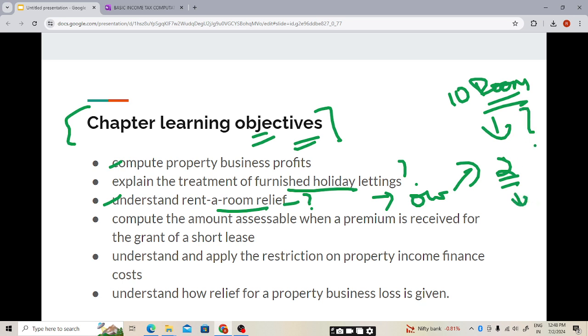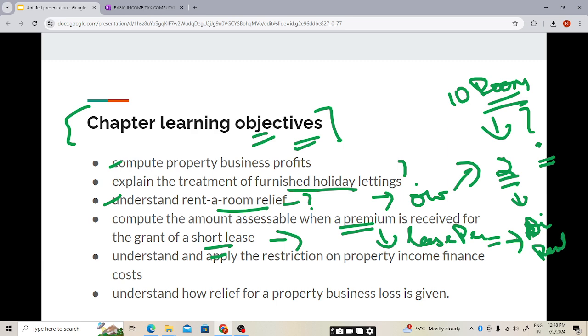So how it will be taxed, we will be learning that also. Compute the amount assessable when a premium is received for a grant of a short lease. So what is a premium? The lease premium which you will be receiving, how will you be taxing it? Lease premium is different from the rent which you receive. Rent is paid each month, but lease premium is an amount which is paid above the rent. It is a premium amount.